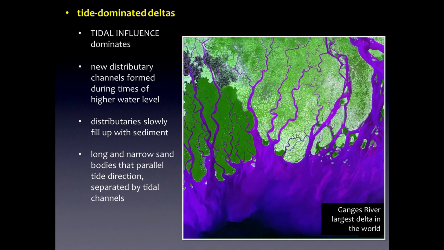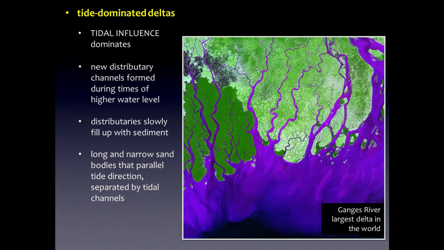And in a tidal influence delta, what we see instead of one main distributary channel with other channels branching off of them, we see a series of distributed channels that are perpendicular to the coastline, that parallel the direction of the tide. These new channels can be formed during times of high water level, during times of high tide, and over time they'll slowly fill up with sediment.